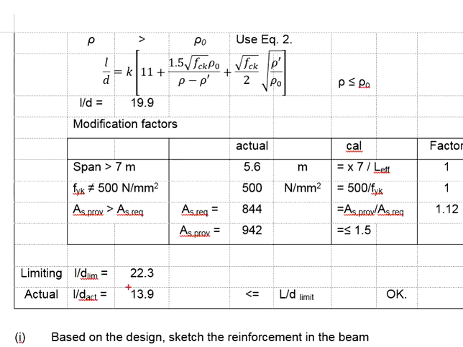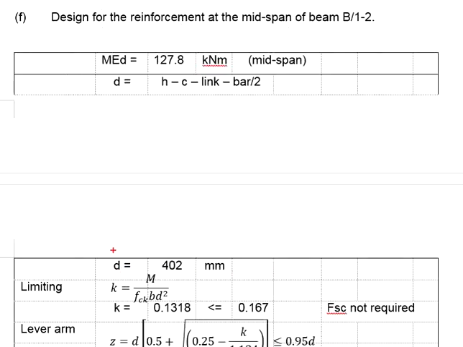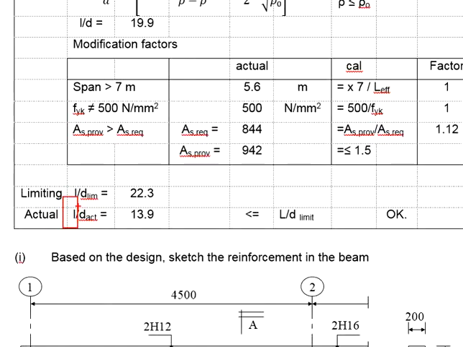Next, you will need to find the actual L per D ratio. The L refers to the beam span, which is 5.6 meters, whereas the D is the effective depth of the beam, which is 402 mm. Divide the L by the effective depth, you get 13.9. Your actual L per D ratio now is less than the limiting L per D ratio. That means the deflection is acceptable.